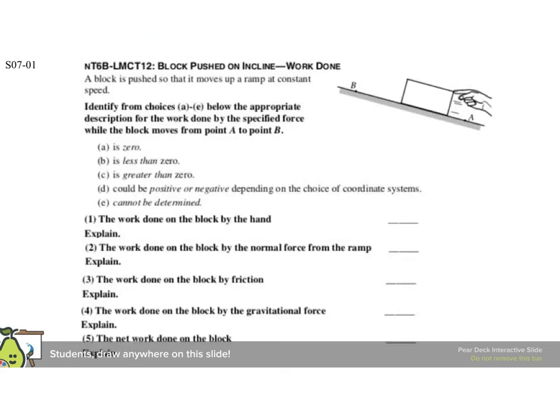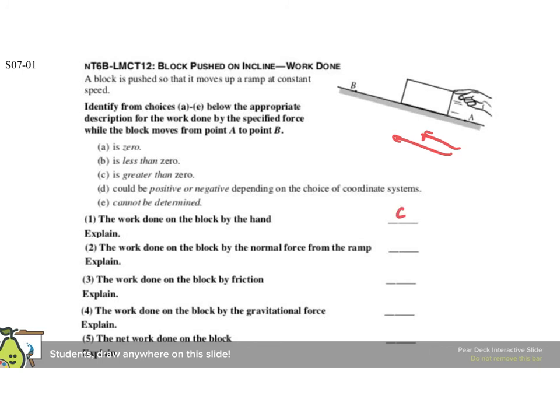A block is pushed so it moves up a ramp at constant speed. Identify from the choices A through E the appropriate description for the work done by the specified force while the block moves from point A to B. The work done on the block by the hand. Well, the hand is pushing up the incline. The motion is up the incline. That's going to be positive, or C.